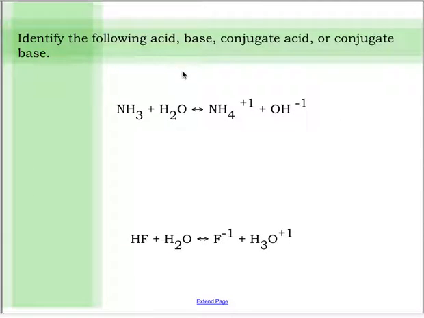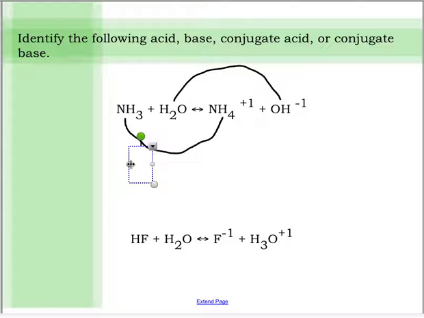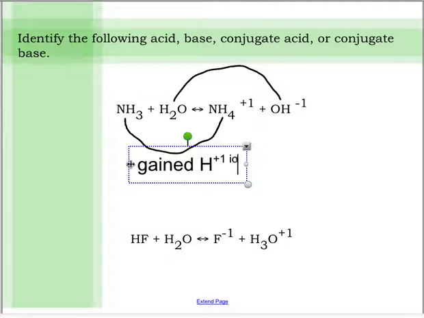What we do here is, let me get something to write with. Okay, so what you have to do is find who matches who. Ammonia is similar to NH4, and water is similar to OH. So what you have to look at is what happened between the two. Between the two, we have NH3 and then we have NH4 plus 1. So what you want to realize is that between NH3 and NH4 plus, we gained an H plus 1 ion.